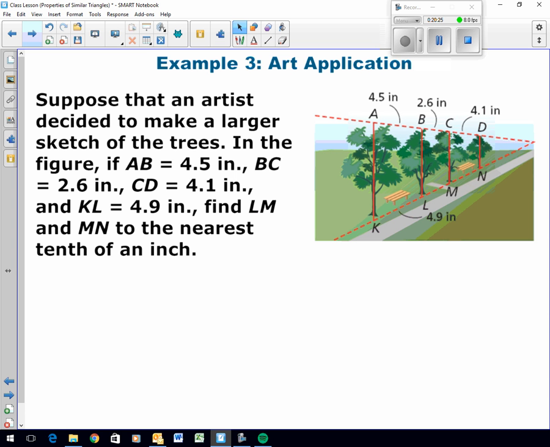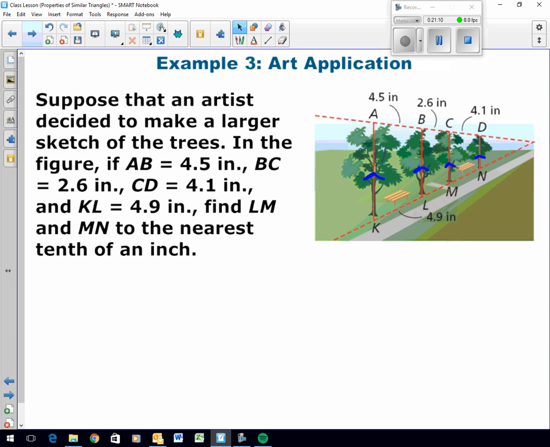Suppose that an artist decided to make a larger sketch of the trees. Oh, that's cool. In the figure, AB is 4.5 inches, B to C is 2.6 inches, C to D is 4.1 inches, K to L is 4.9 inches. Find L to M and N to the nearest tenth of an inch. Okay. So now the question remains this. How much are the lines? A to K, B to L, C to M, B to N, right?